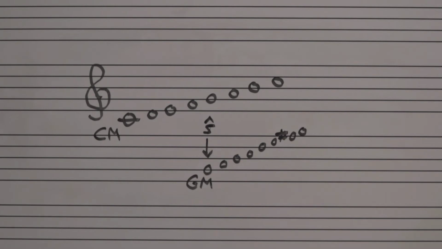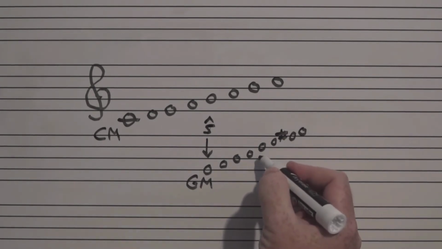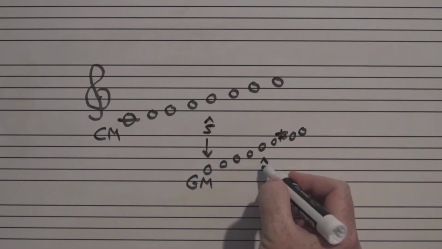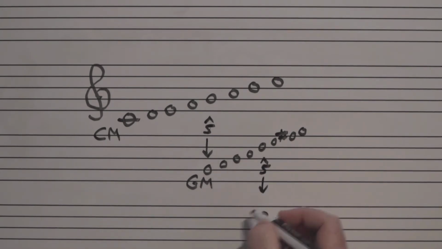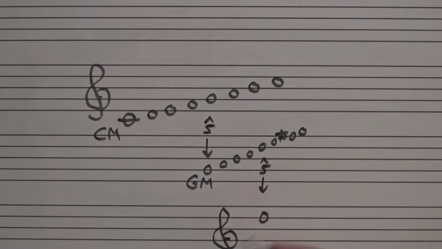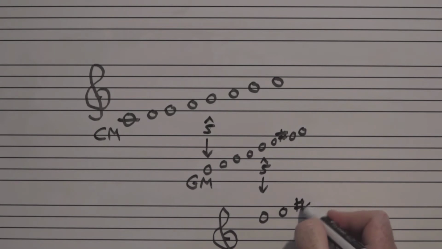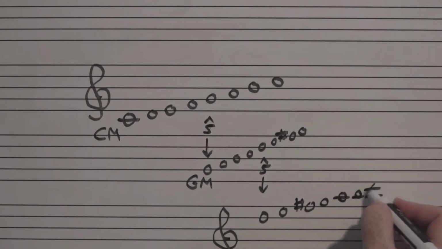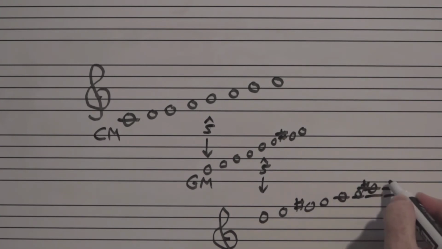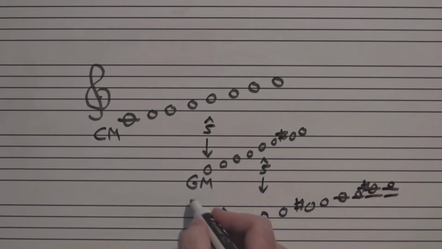We can do that again. Again, scale degree 5 right here is D. And I'll do it up here so you can see it. D, E, F sharp, G, A, B, C sharp, and D. So the D major scale has two sharps.